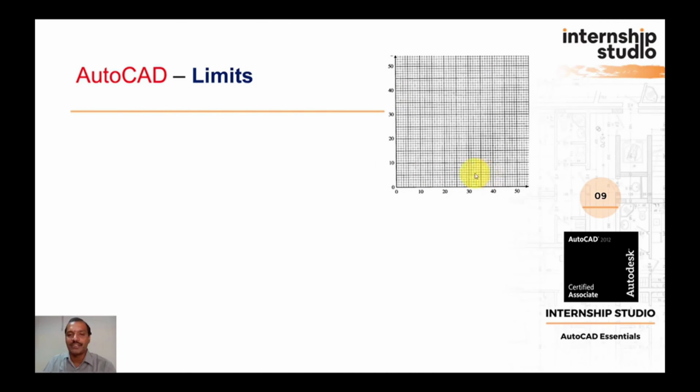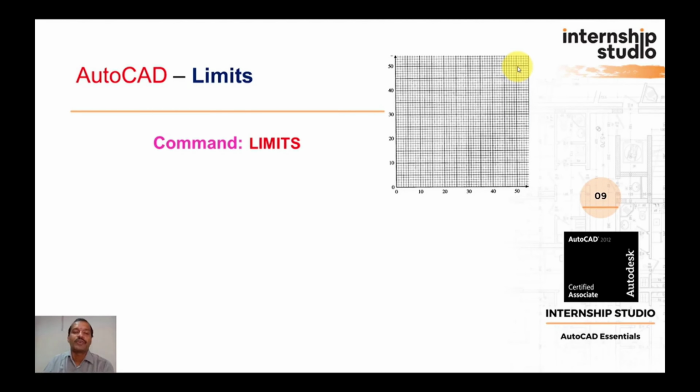See, this is our graph sheet. At the bottom left of the graph sheet we keep 0, 0. The top right corner of this graph sheet, what is the value? 50, 50. That means this graph sheet has the size of 50 by 50. So this is the paper size. Within this 50 by 50, we can draw any diagram. In a similar way, we need to set our drawing screen as per the paper size.